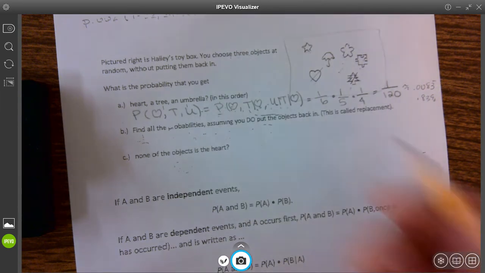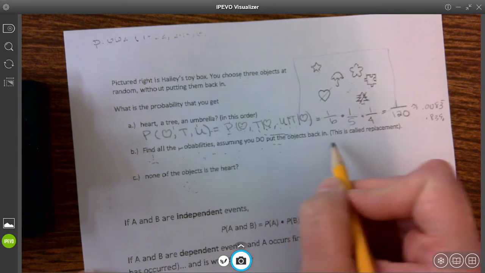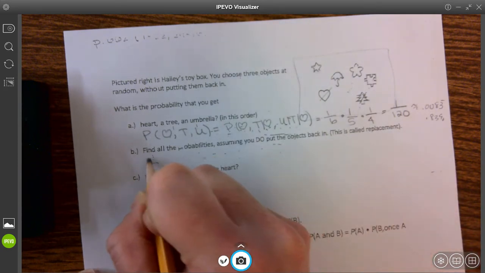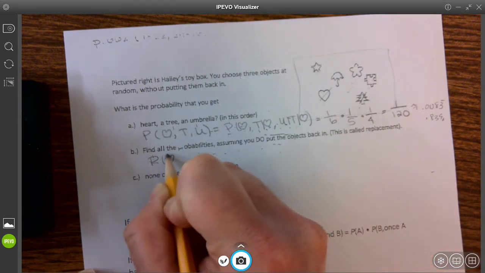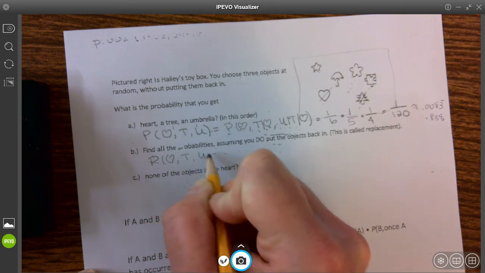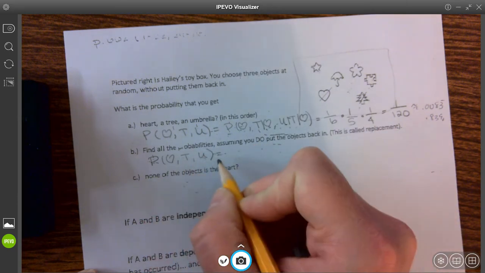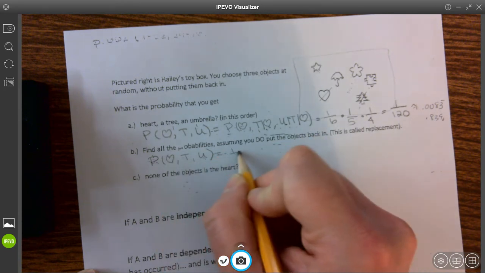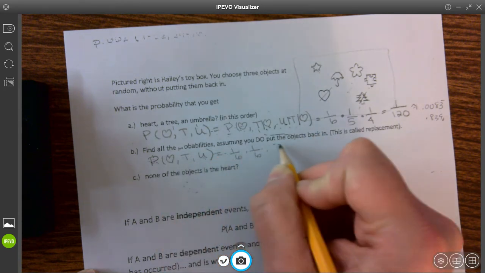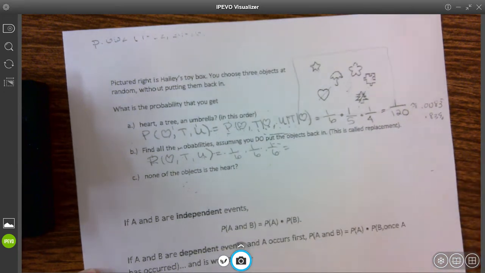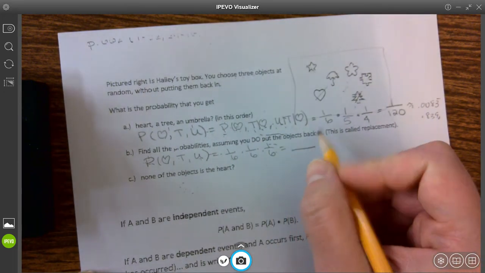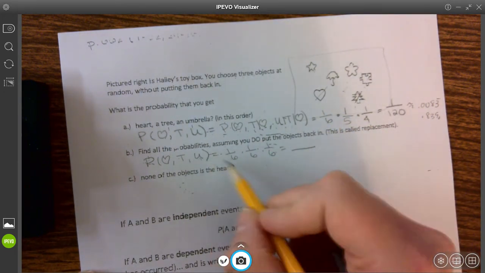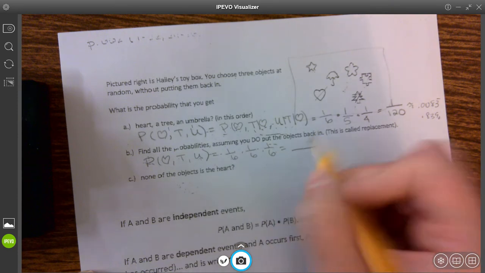Okay, the next one. Find all the probabilities, assume you do put the objects back. So what's the probability you get a heart, you get a tree, and you get an umbrella? If you put them back, it doesn't matter. It's reset. So the probability of a heart is 1 out of 6, a tree is 1 out of 6, and an umbrella is 1 out of 6. You've made a smaller probability because when you put the objects back, you have more to choose from.